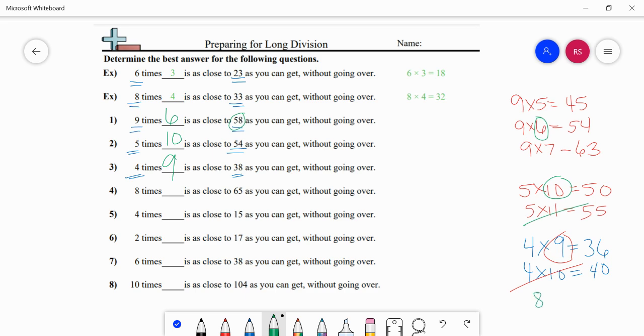All right, let's check. 8 times 8 is 64. 8 times 9, that's 72, which is too much, right? So it's going to be 8 times 8. 8 times 8 is as close as you can get to 65 without going over. Wonderful job today, guys. I encourage you to go ahead and try 5, 6, 7, and 8 on your own. Pause the video, and when you unpause it, you'll see the answers pop up just so you can check your work.